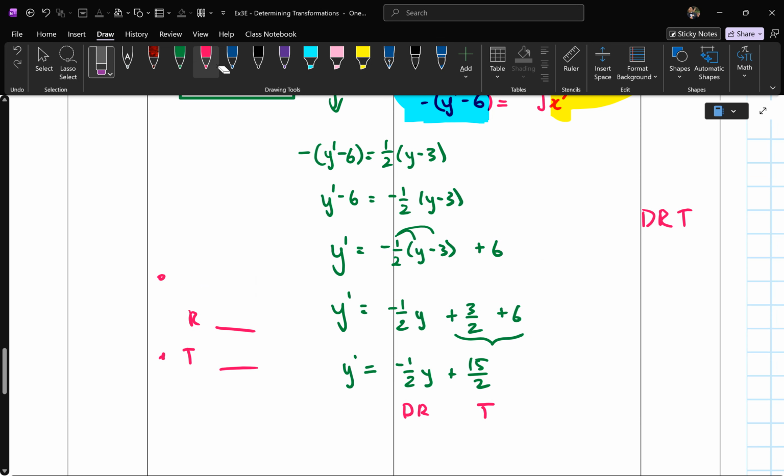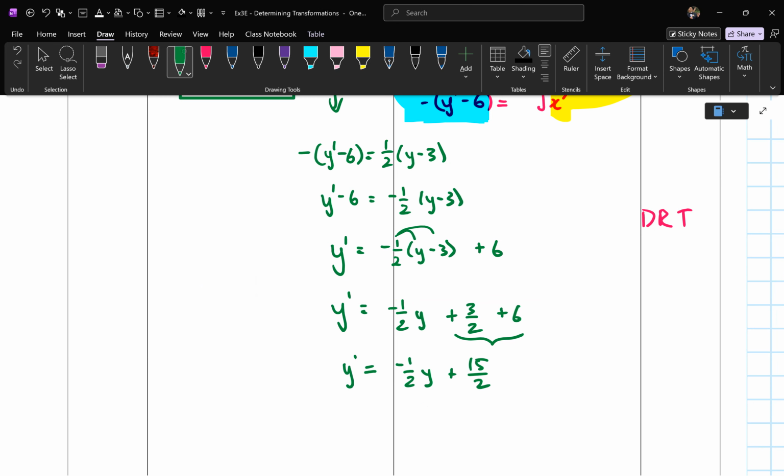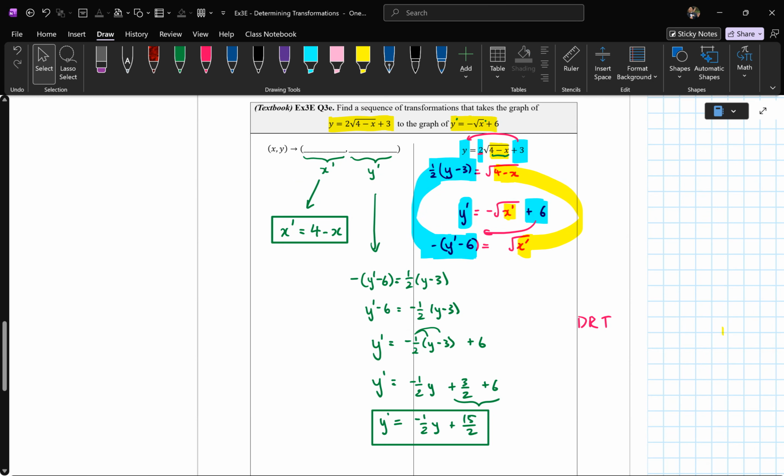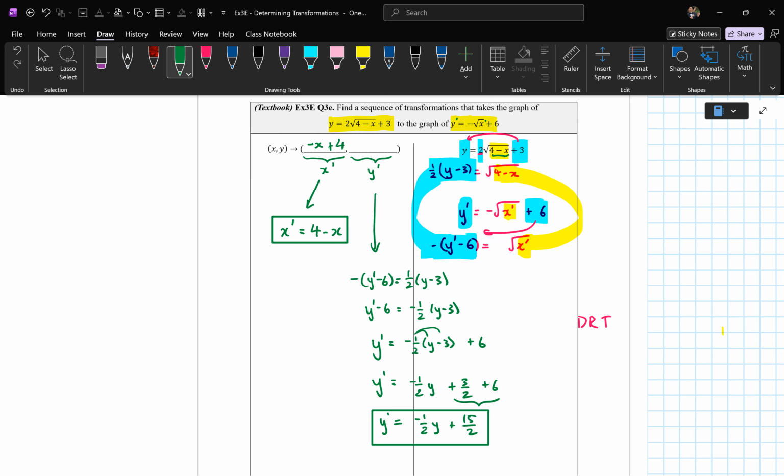All right, so now that I've got Y dash for you, here we go. This is assuming that this is the final and that's what they want, and they want Dr. T, then my answer to the top would be negative x. Remember BODMAS, so negative times the x first. Then I add 4. And then this one is negative half y, add 15 on 2.